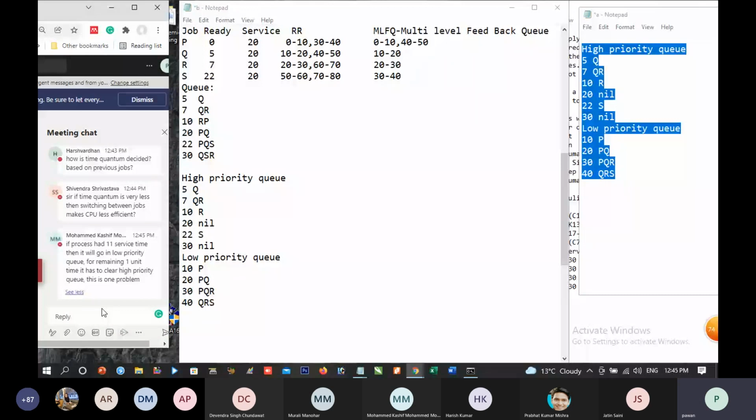No, there is no problem. How do we know it is 11 unit time? After finishing 10, it is not known that it will take only 11 unit time. So this type of problem is always there.